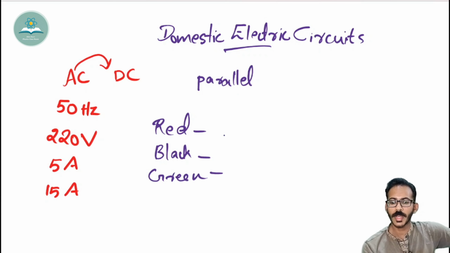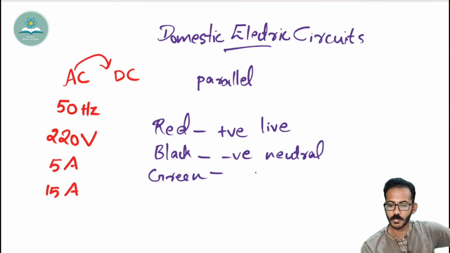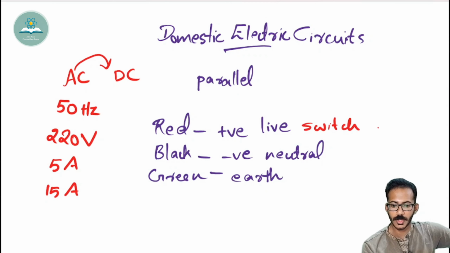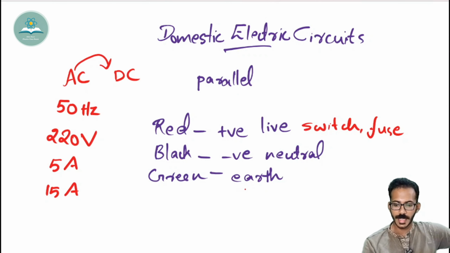Here, red wire is the positive, or it is called the live wire. Black is negative, or it is called neutral wire. Green is the earth wire. Remember that the switch or the fuse is always connected to the live wire. The switch or the fuse is connected to the live wire. Earthing is done with the green wire.